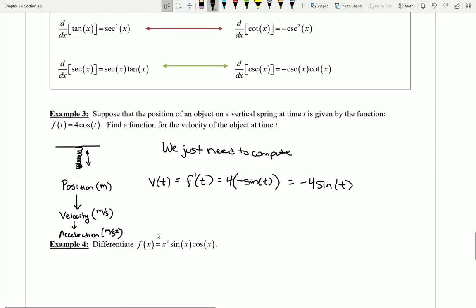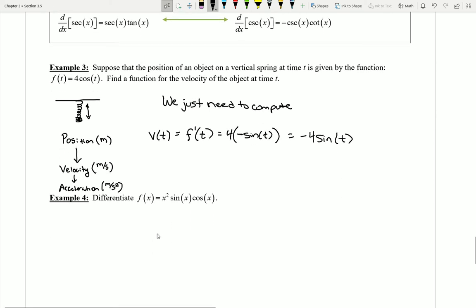Now let's take a look briefly at the very last question here, which is example number 4. And this is going to bring up some ideas that we talked about back in the product rule. Here we're just being told to differentiate this function. But we'll notice again that this has 1, 2, 3 different functions in it. And so we're going to have to use this kind of three-way product rule that we discussed back in the product rule section. So remember how that worked.